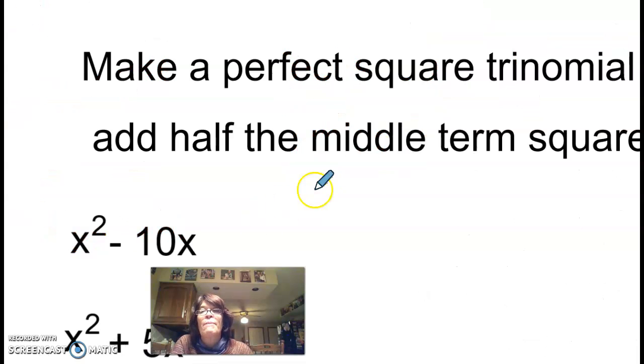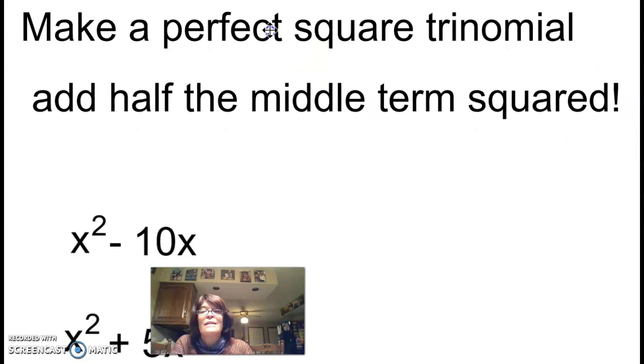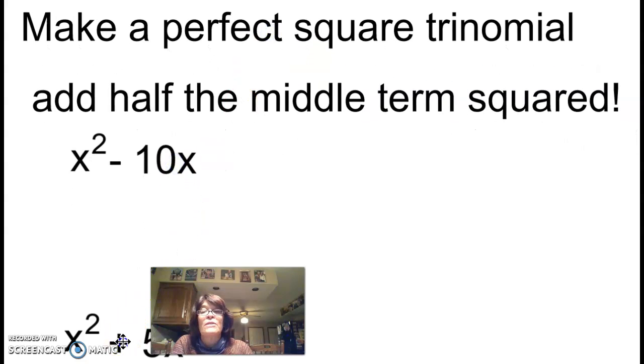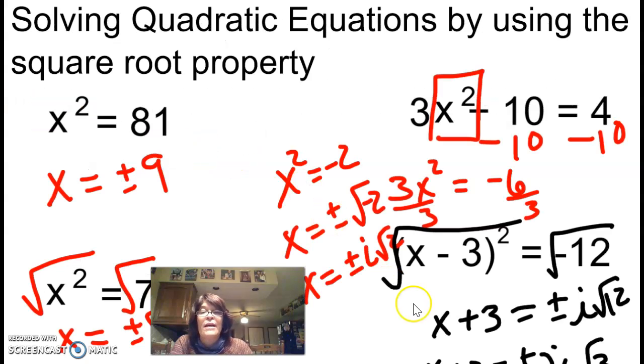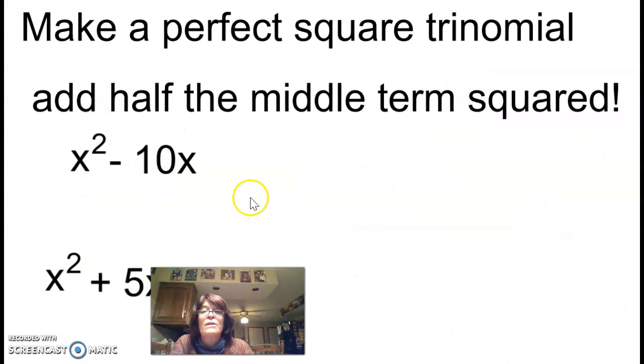Now, sometimes the square root property is hidden. We did a little bit of this with circles. Okay, I don't have something squared here. Sometimes, like, see how back here I had x minus 3 quantity squared? If you don't, you can always make it a perfect square trinomial. Let's say that I have x squared minus 10x equals 3. Okay, and I'd like to use the square root property.